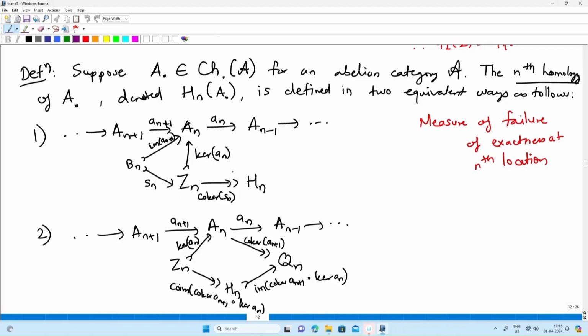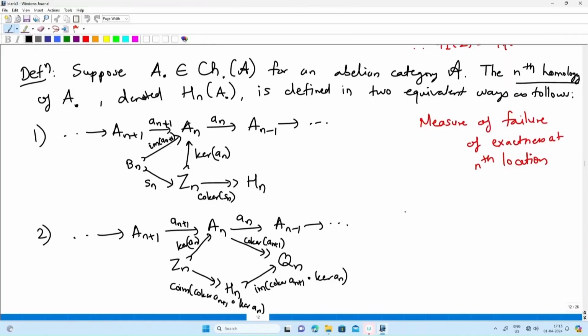Last lecture we ended with the definition of the nth homology of a chain complex. Therefore this nth homology becomes a functor. Let me write that. So Hn is a functor from Ch dot A to A. Hn is a functor where n is in Z.